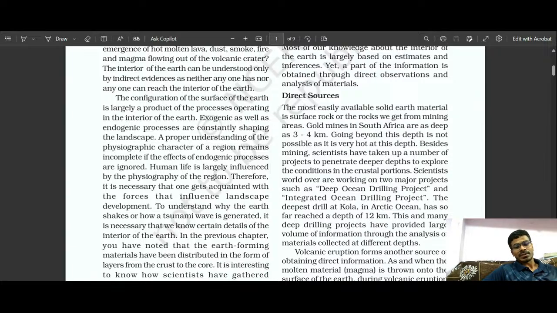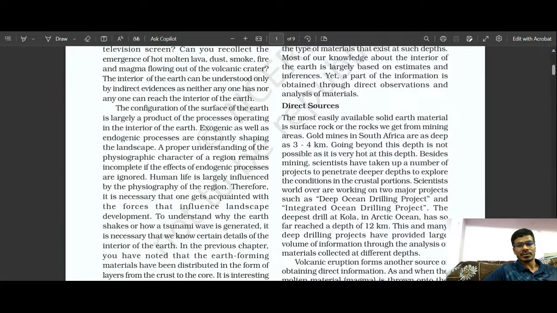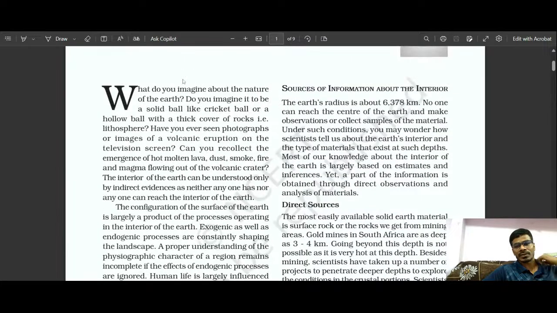In the previous chapter, you have noted that the earth-forming materials have been distributed in the form of layers from the crust to the core. It is interesting to know that scientists have gathered information about these layers and the characteristics of each of them. This is exactly what we will deal with in this chapter. Now we'll go step by step.